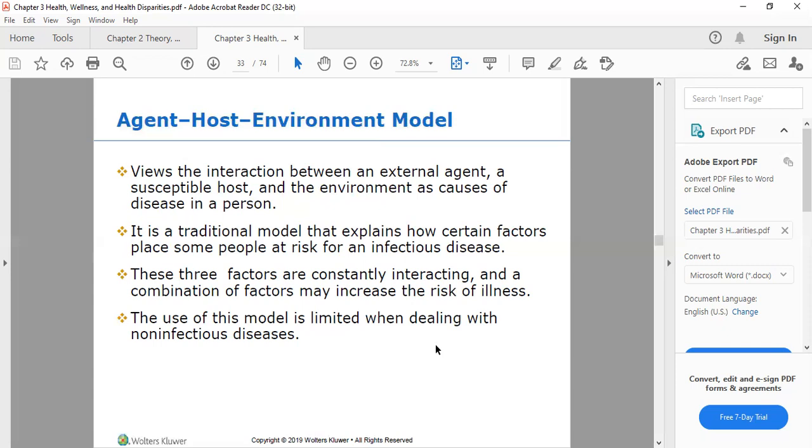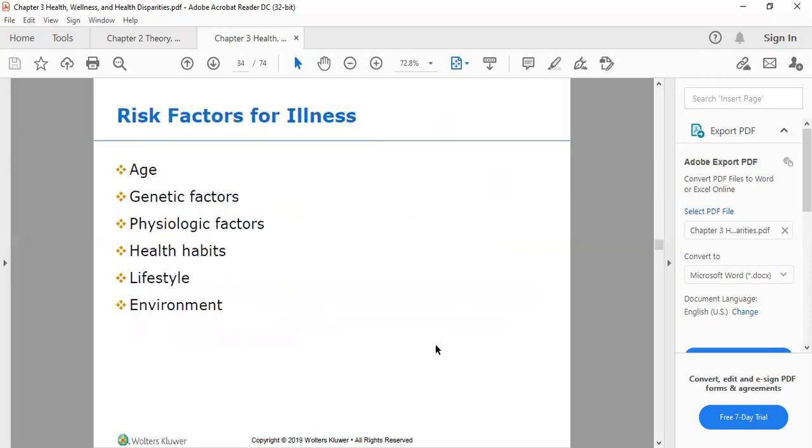Can this agent get into my body somehow and cause me to become ill? What risk factors do I have to think about that may cause me to become ill? So my age, for one. As I get older, I'm at a higher risk for certain things because of the process of the body. Like my vital capacity is not as good as it used to be because my lungs are not quite as elastic. My respiratory muscles don't work as well. So I'm at an increased risk for things like respiratory infections.